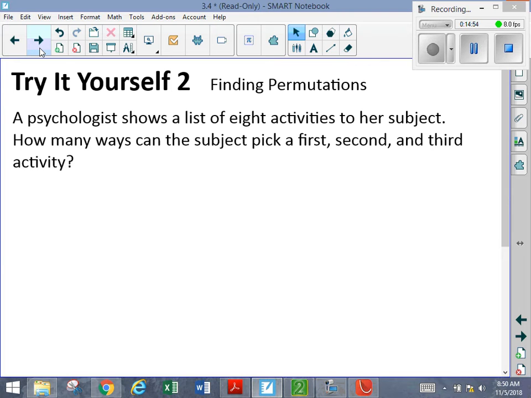All right, let's do another one. Finding some permutations. A psychologist shows a list of 8 activities to her subject. How many ways can the subject take a first, second, and third activity? So, the total number of things that she gets to pick from is n, and that is 8, right? And then r is the number of ways to arrange those things, right? So r is 3.